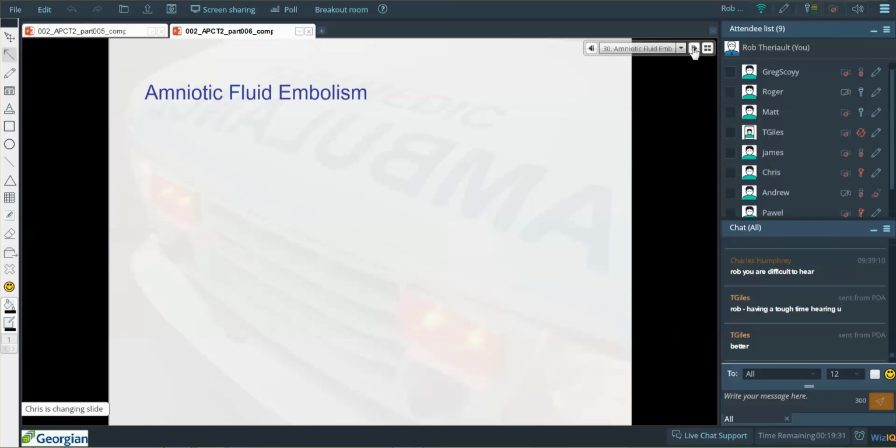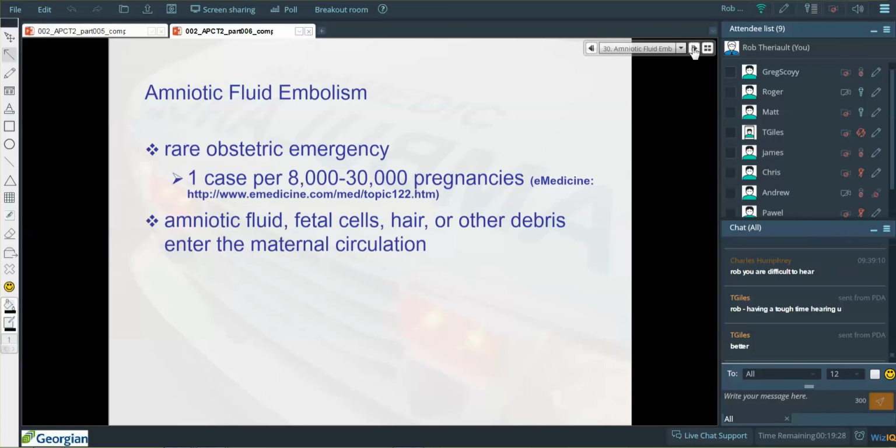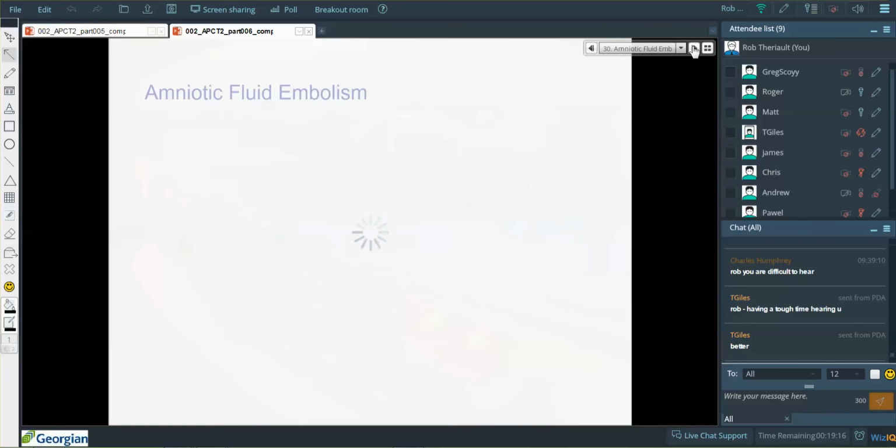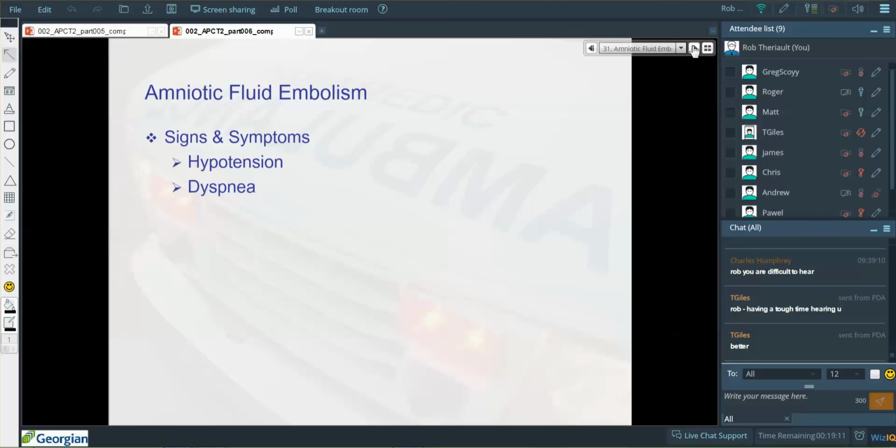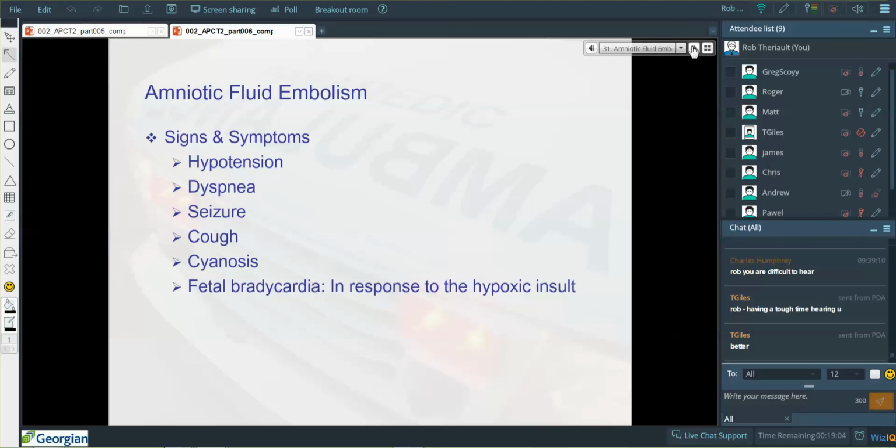Amniotic fluid embolism, same principles apply. It's a rare occurrence, 1 in 8,000 to 30,000 pregnancies. Amniotic fluid, fetal hairs, and other debris enter the maternal circulation, and they present with hypotension, dyspnea, seizure, sharp chest pain, cough, cyanosis, fetal bradycardia. Again, we're not going to assess that. Pulmonary edema is a possibility, usually a localized pulmonary edema.